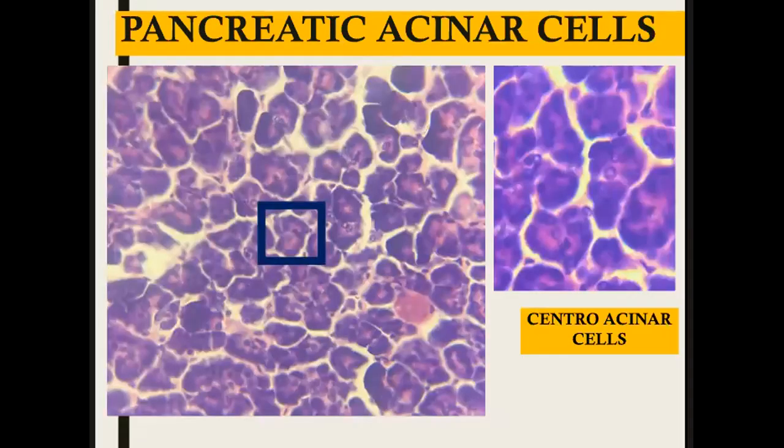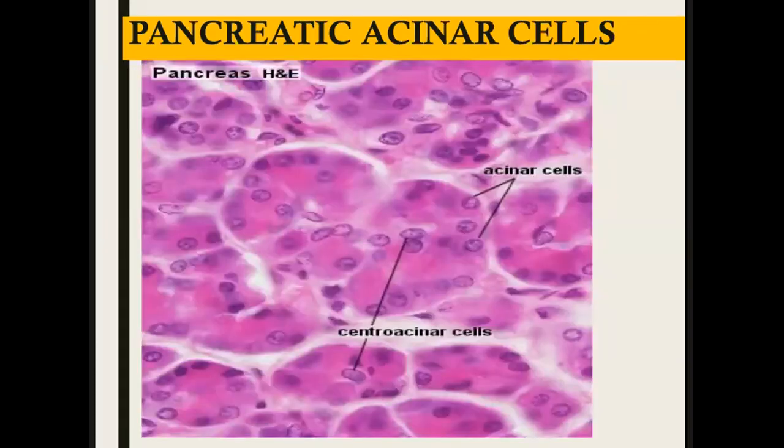Shown in this slide are your pancreatic acinar cells, the ones in the blue circle. At the right side of the screen are your centroacinar cells. Obviously, they are found at the center of your pancreatic acinar cells. In another picture, these are the centroacinar cells found at the center, and the ones found at the periphery are your acinar cells. The whole area right here is your pancreatic acini, which is the exocrine portion of your pancreas.